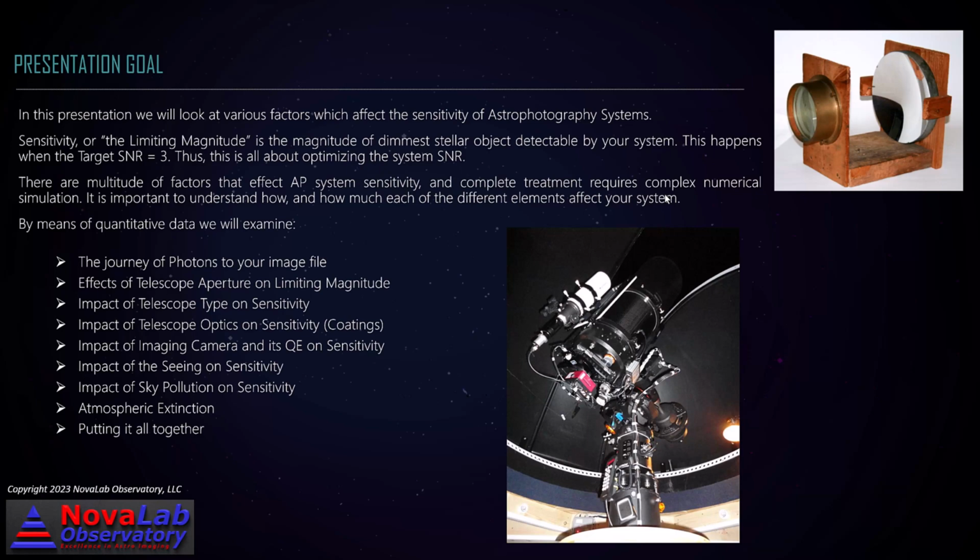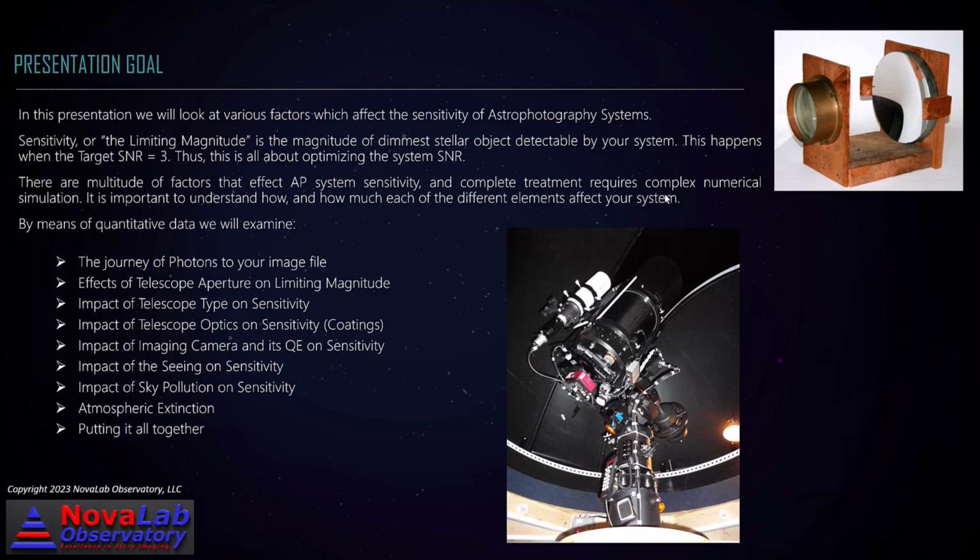So the sensitivity of the system, or the limiting magnitude, is the magnitude of the dimmest stellar object detectable by your system. This happens when the target signal-to-noise ratio equals 3. Why 3? Well, that's a scientifically accepted number. Personally, I have a difficult time distinguishing something with a signal-to-noise ratio of 3, so I usually use 5 or 6 in my calculations.